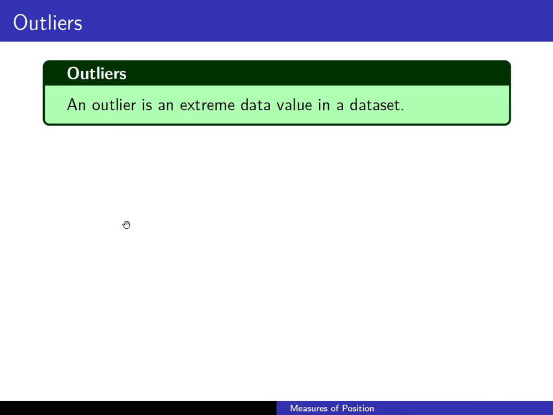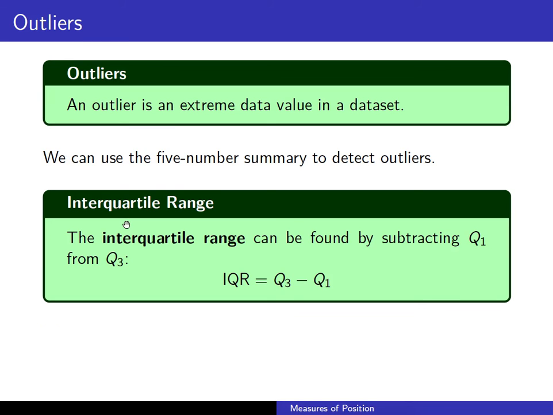Because what I might consider to be an extreme data value in a data set, someone else might not. So in order to alleviate that confusion, we have a method to determine whether or not a value is an outlier. And we can use the 5-number summary to detect outliers. In particular, we want to use what's known as the interquartile range, which can be found by taking our third quartile and subtracting our first quartile from it. In other words, our upper quartile minus our lower quartile gives us what's known as our interquartile range, which 50% of our data values are going to be between. So that's a pretty big amount.